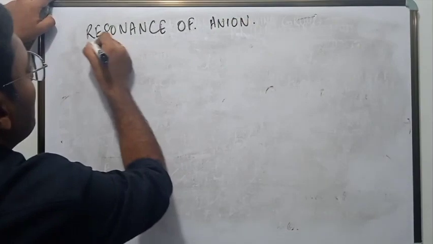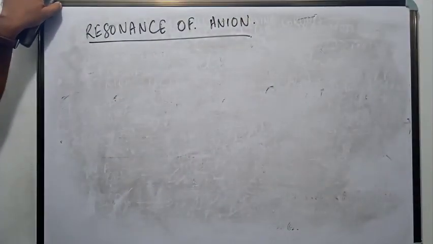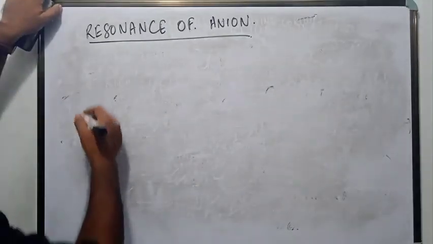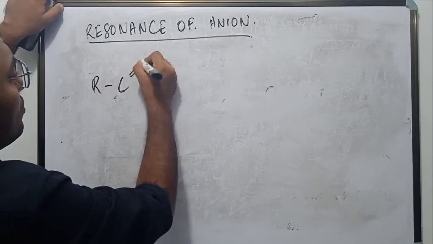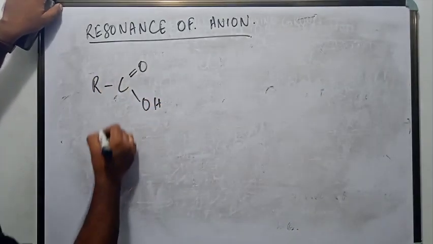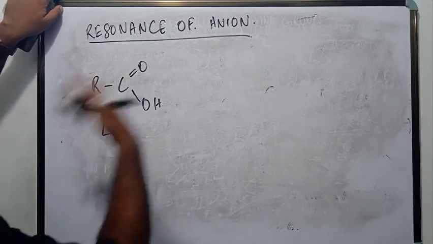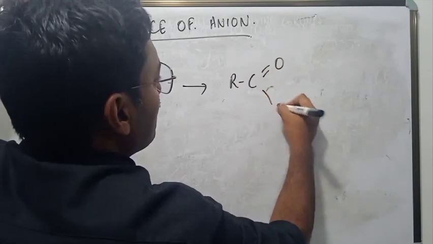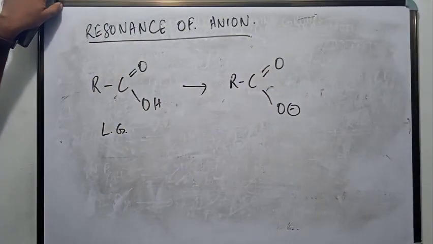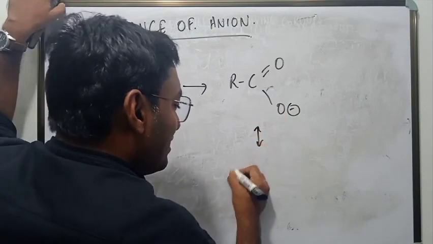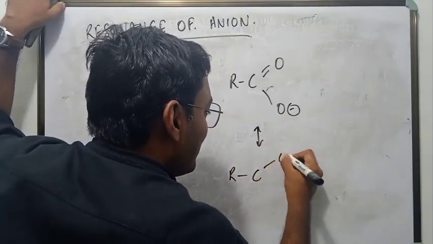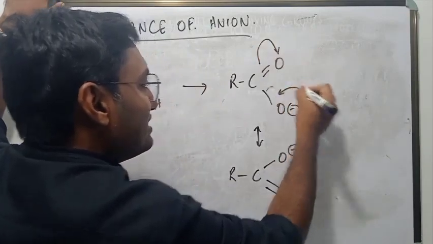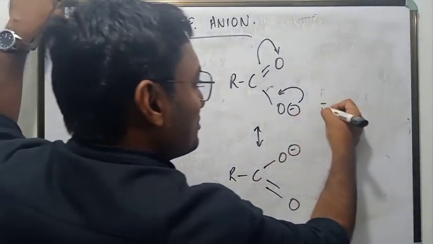Now there are some leaving groups that, when they become anions, exhibit resonance. For example, consider the RCOOH group as a leaving group. When it leaves, what would it become? It would become this, and it would exhibit resonance. Of course, this electron pair can go here and this can come here, so the resonating structure will be like this.